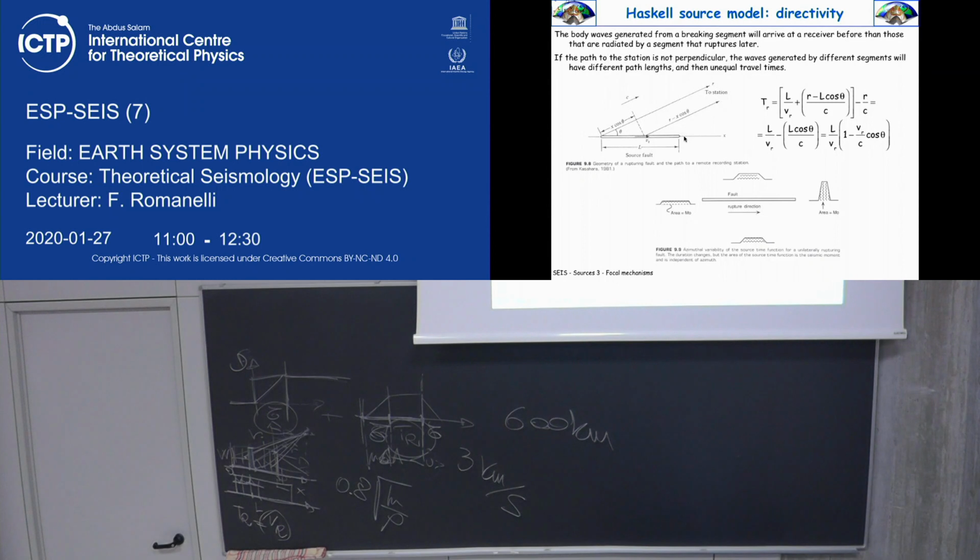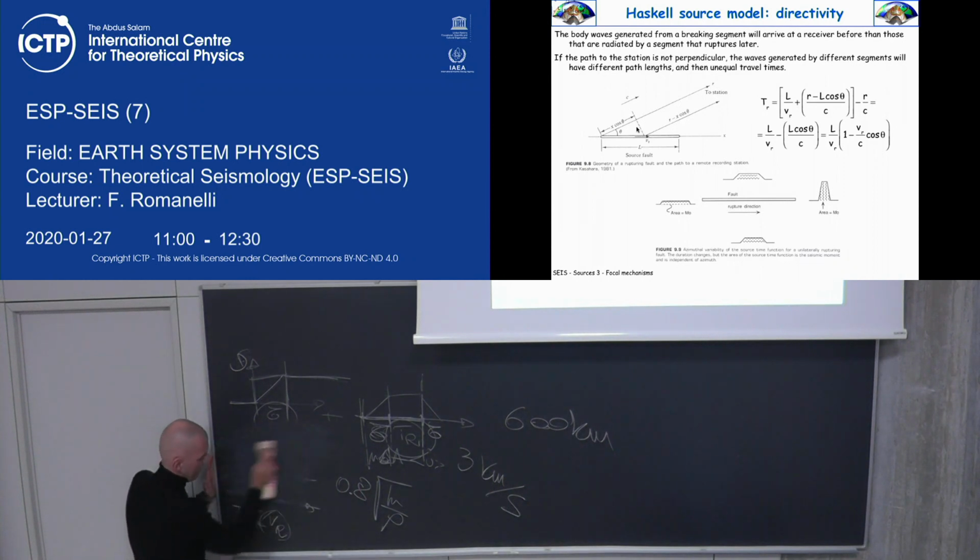How to demonstrate that? Well, it's actually just geometry. Let's imagine now being so far from a source, but not that far. It's not a point. We are here somewhere making an angle theta with respect to the fault plane. Okay, let's imagine seeing it from the top now. And you are here. Now, zero, L. And let's imagine being a receiver here.